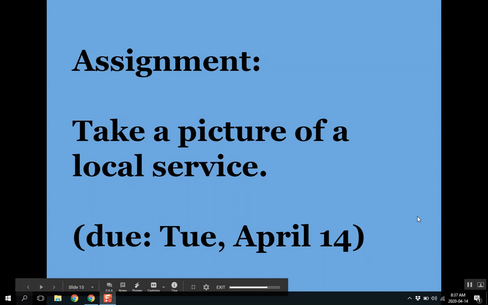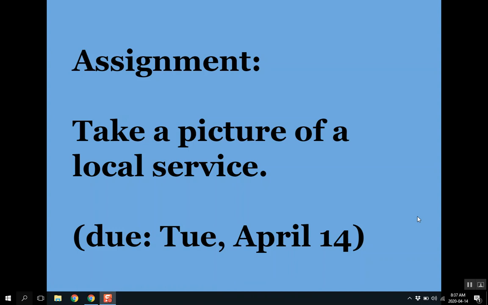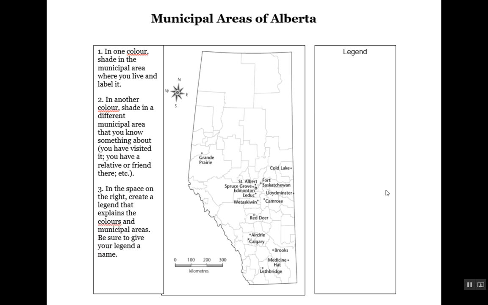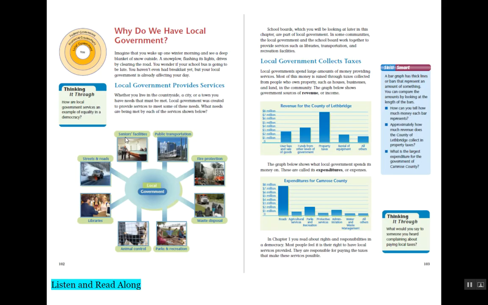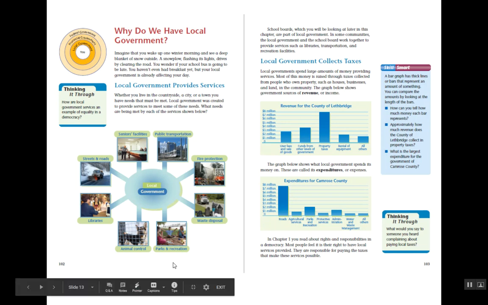Okay, now that you've reflected on what services are important for you, your assignment is to take a picture of a local service. This is due a week from now, so next Tuesday. So find a camera, it can be your computer, and take a picture of any of these 8 local services that we discussed: seniors facilities, public transportation, fire protection, waste disposal, parks and recreation, animal control, libraries, or streets and roads.